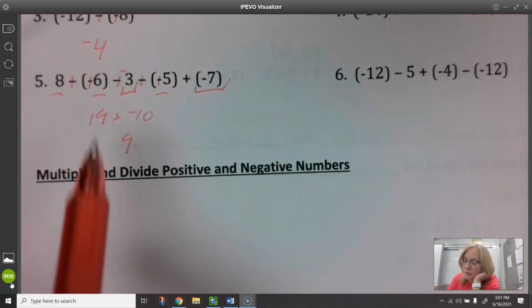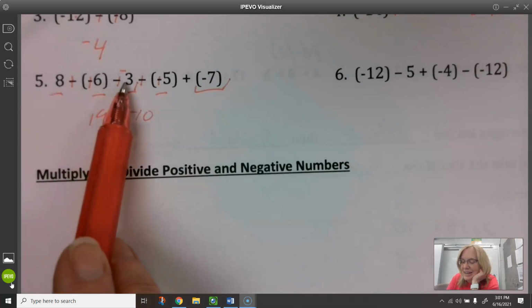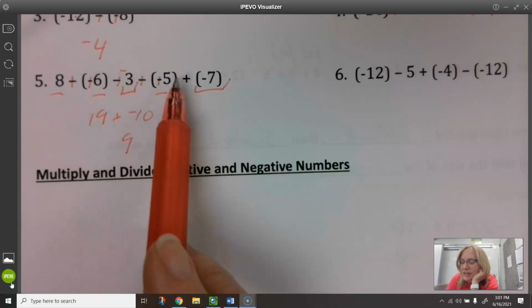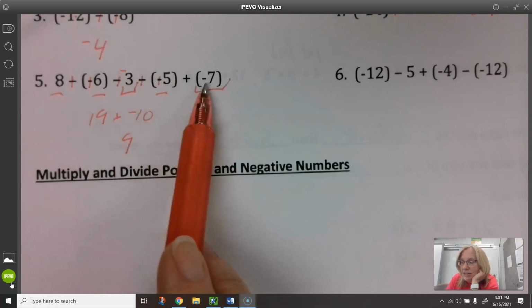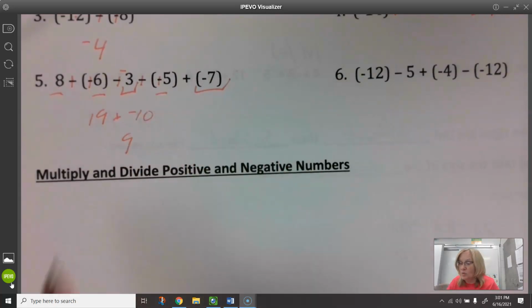Now I could have also gone left to right. 8 plus 6 is 14, plus a -3, that would be 11. 11 plus 5 is 16. 16 plus -7, my signs are different, so I subtract, and it would be 9, take the sign of the larger, 16. My brain doesn't work that way as well. So that's the reason to do it the other way.